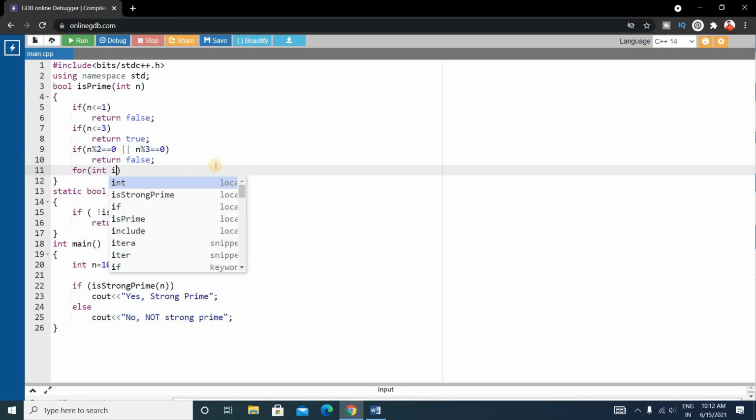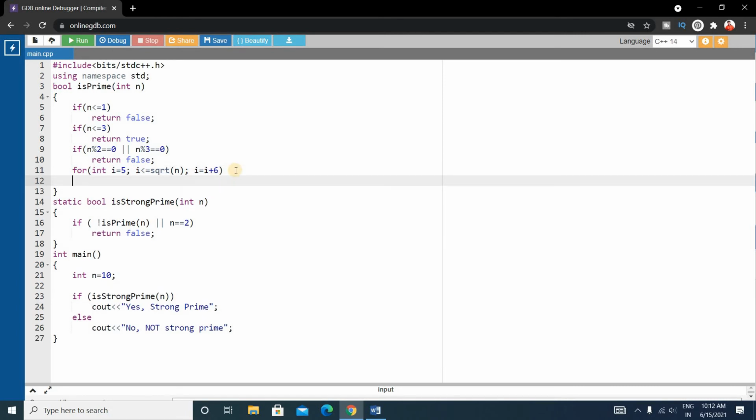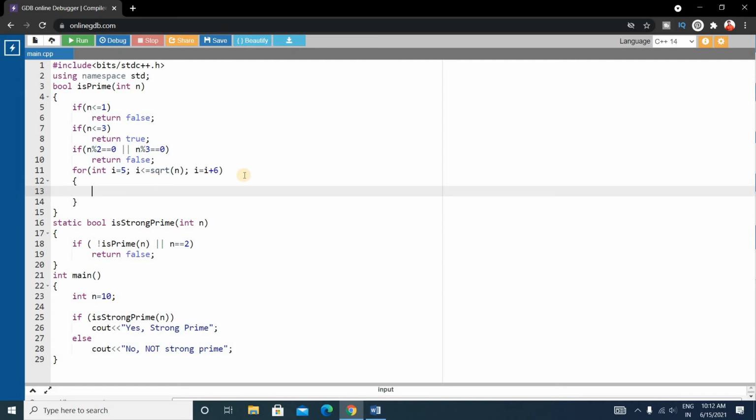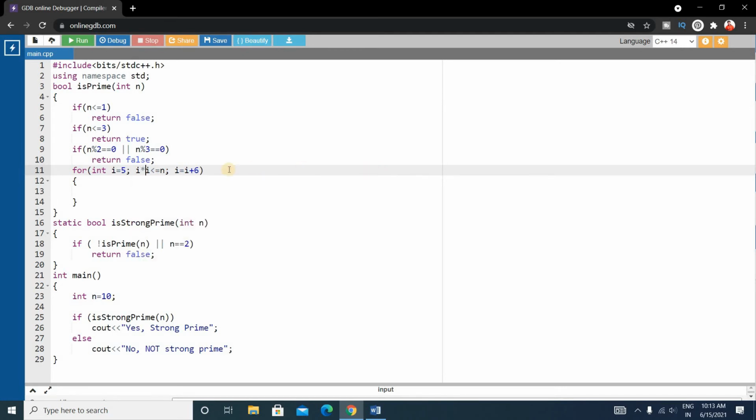So for int i = 5, i less than or equal to square root of n, okay, and then i = i + 6. So why i = i + 6? When I write the next statement from here, we'll understand why I have written i = i + 6. So i less than or equal to square root of n. If we want to remove this square root, then it will be i squared less than or equal to n. So we can write it this way also. So right here i squared means i * i less than or equal to n.